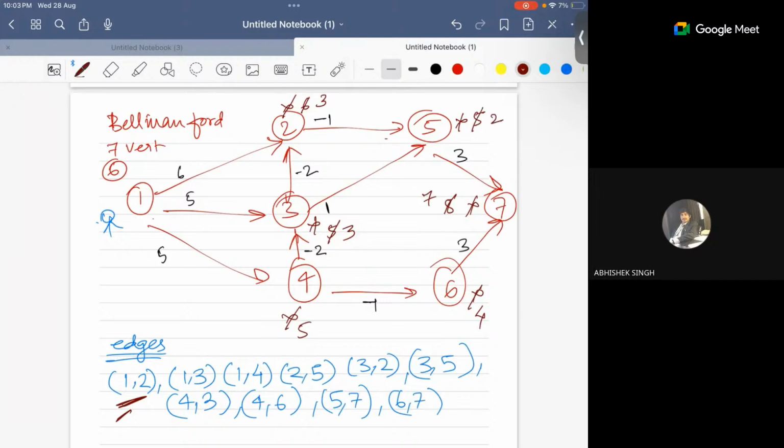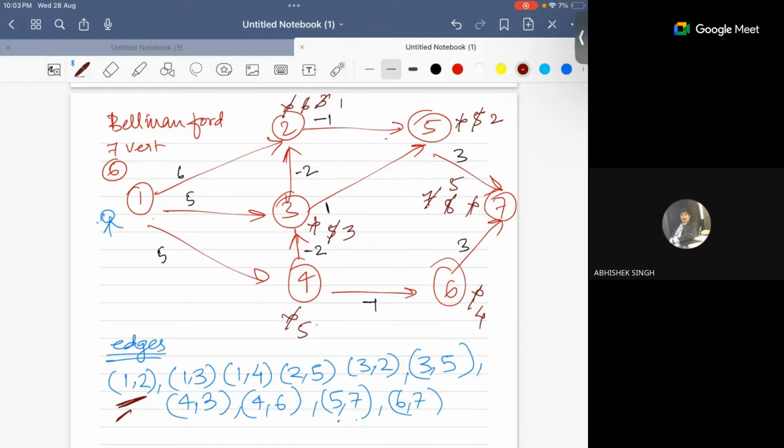3, 2. 3 minus 2 is 1. Better than 3. So we'll just keep it there. 3, 5. So 3 is what? 3 plus 1, 4. Is not better than 2. So just leave it. 4, 3. 5 minus 2 is 3. So minus 3 is there. 4, 6. 5 minus 2, that is fine. 5, 7. 2, 3, 5 is better than 7. So 5. Okay. And then 6, 7. 6, 7, 4, 3. So that is fine.